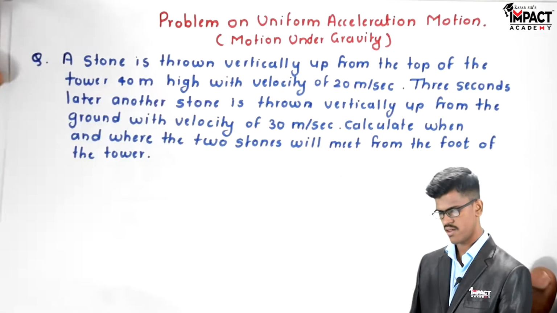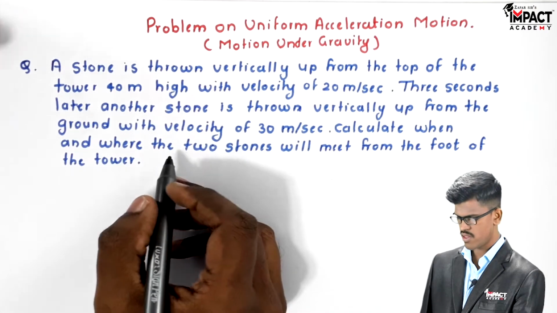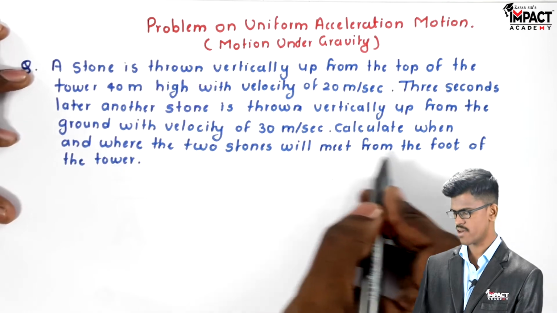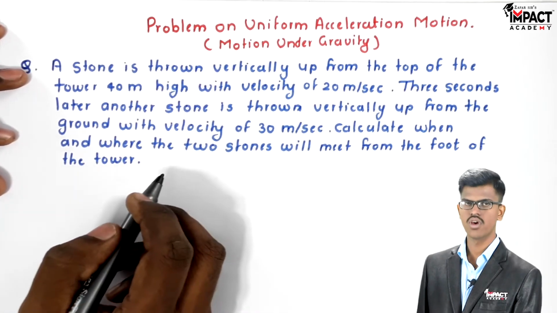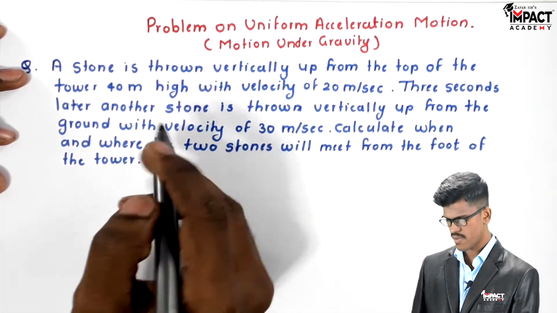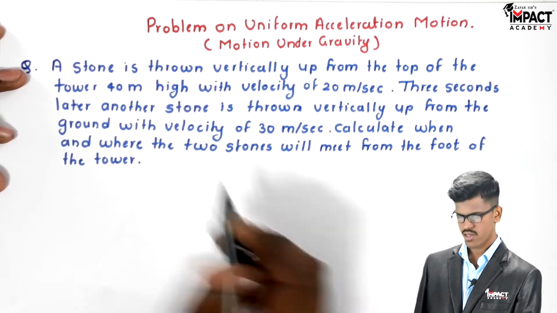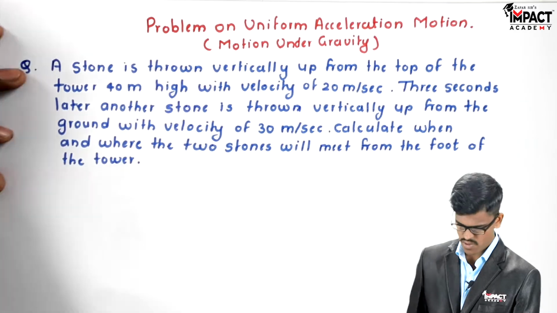So here in the problem, we have to calculate when and where the two stones will meet from the foot of the tower. In this problem there are two bodies, stone A and stone B. So first, draw the diagram.